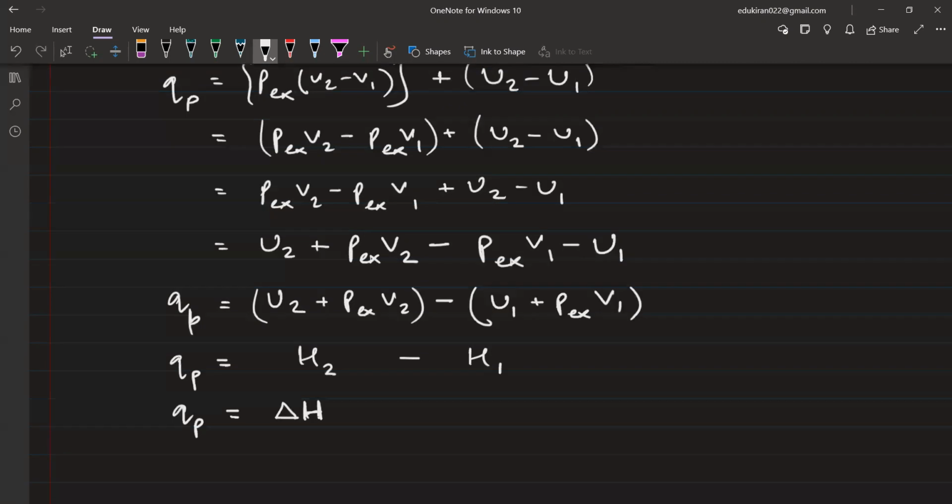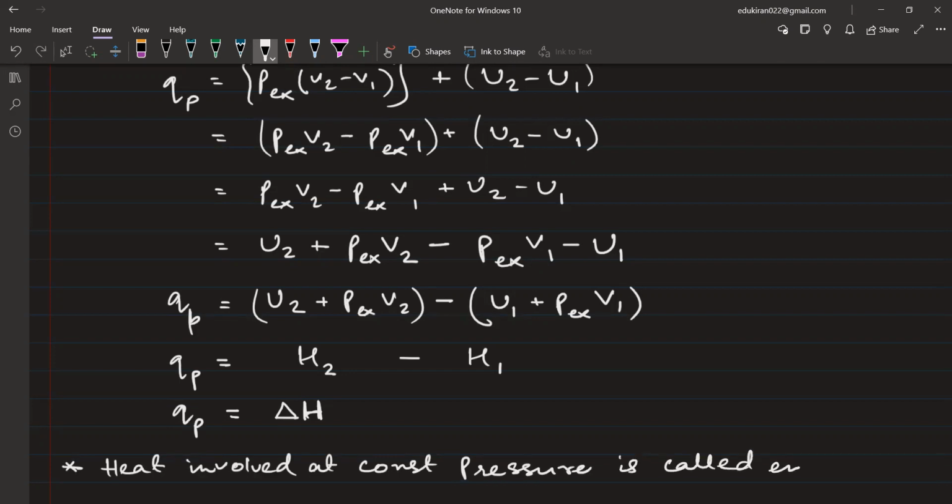Okay, so what is enthalpy? Enthalpy is nothing but heat exchange, heat involved at constant pressure. Heat involved at constant pressure is called enthalpy. Okay, heat involved at constant pressure is known as enthalpy.